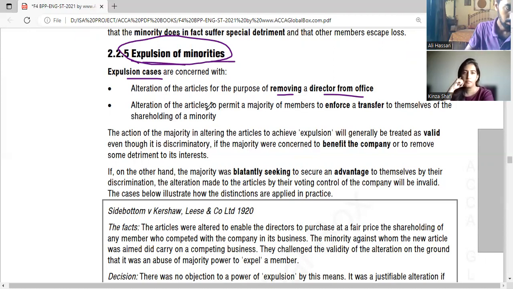Exactly. Alteration of the articles to permit a majority of members to enforce a transfer to themselves of shareholding of a minority. What does this mean? That you are going to alter the articles to give permission to a majority of members to enforce a transfer to themselves of the shareholding of a minority.